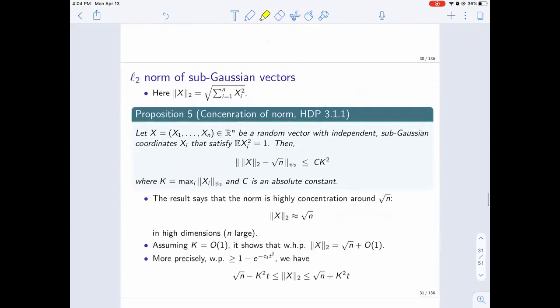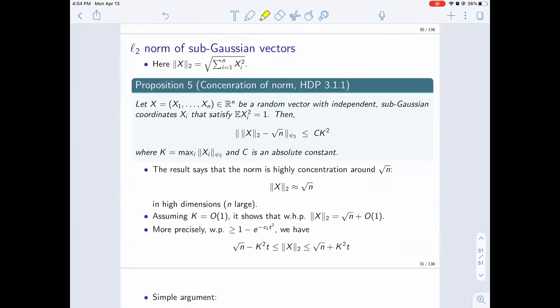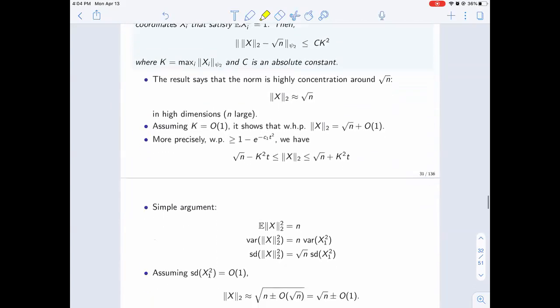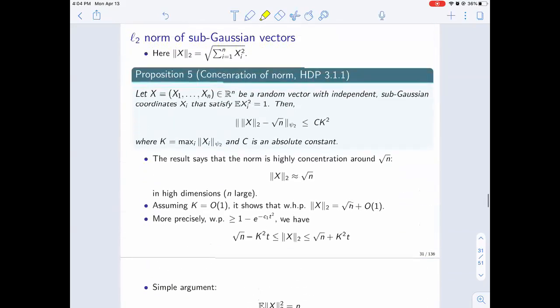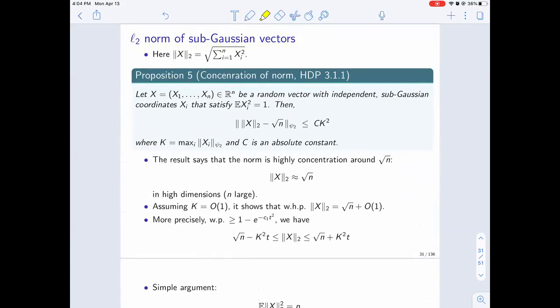So the next result is another application. It is about the norm of sub-Gaussian vectors. And this is a result in the HDP book. It's a very interesting result. I'm not going to prove it. The proof is interesting, but uses similar ideas and a little bit of a trick. I just want to point out that the result sort of follows from similar concentration inequalities. And I encourage you to go read the proof, just to give you the idea.